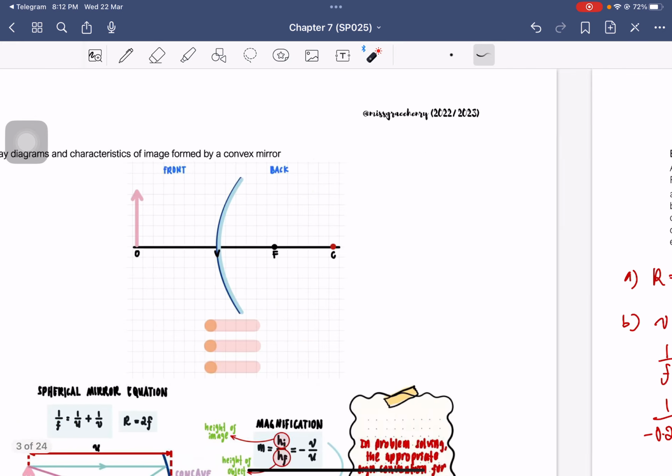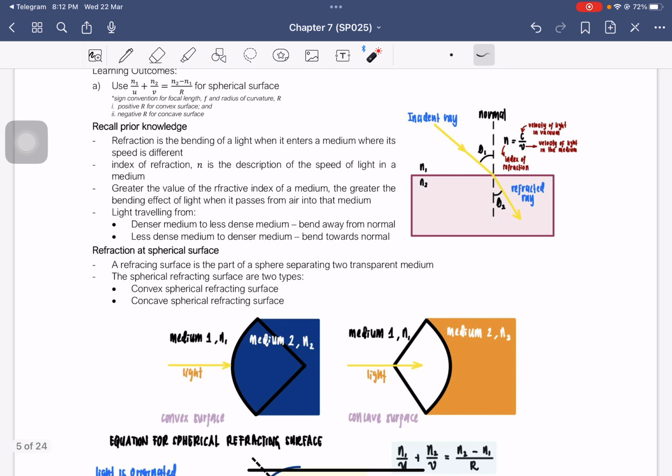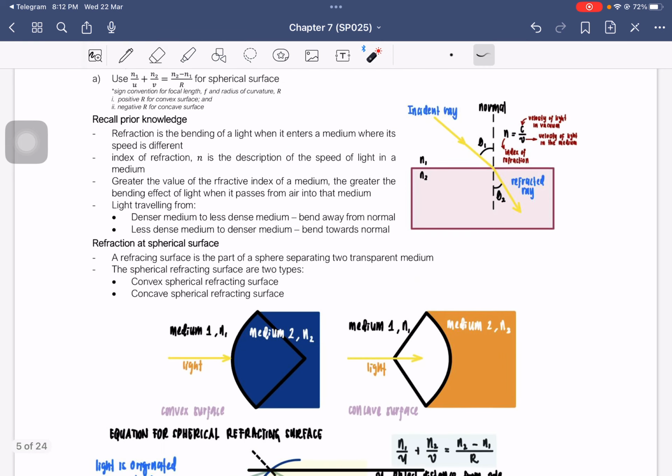Oh, okay. Never mind, everybody. But basically this one didn't mention that it is a mirror. It just mentioned that it is a surface. So any surface, right?